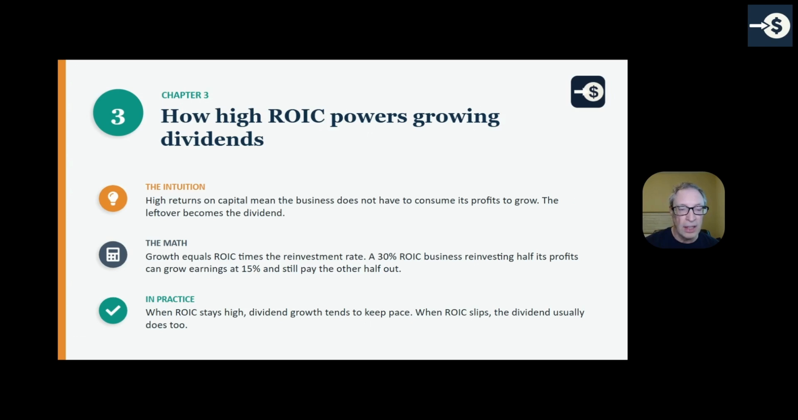Compounding does the rest. So the flip side: a 6% ROIC business that wants to grow at 5% has to reinvest almost everything, leaving almost nothing for the dividend, which is why low quality businesses end up cutting the dividend. A high ROIC is what makes growing dividends possible in the first place.